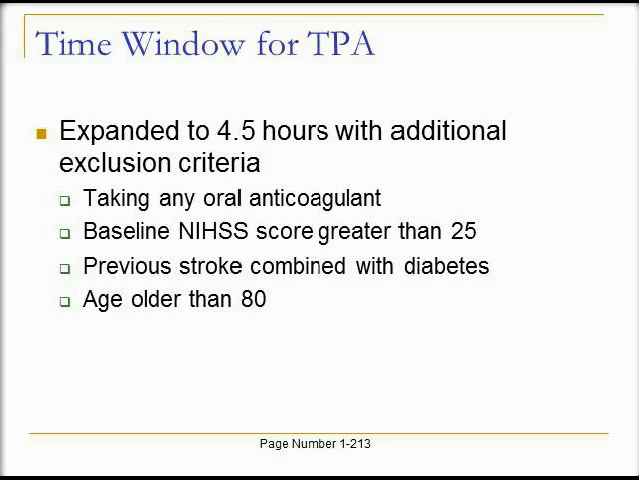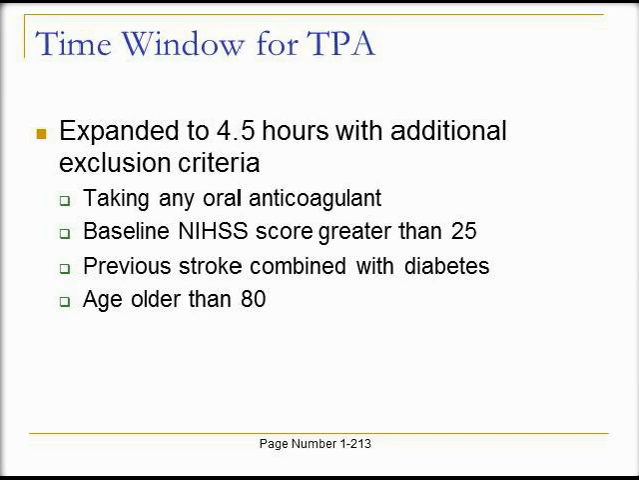Okay, so that was the 3-hour criteria. If we can get somebody in between 3 and 4.5 hours, we can still give the TPA. We have all those former criteria plus these. They should not be taking any oral anticoagulant, okay, regardless of their INR. They shouldn't have a baseline NIH stroke scale score greater than 25. They shouldn't have a previous stroke and diabetes. And they shouldn't be older than 80. So those are the extra special criteria for the longer time frame.